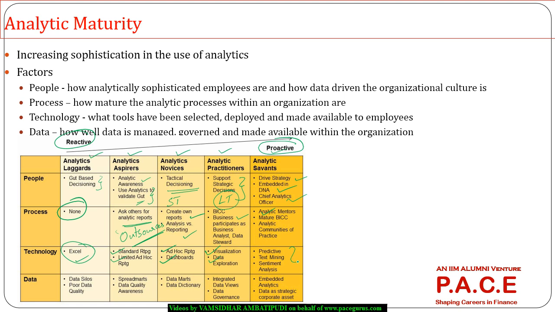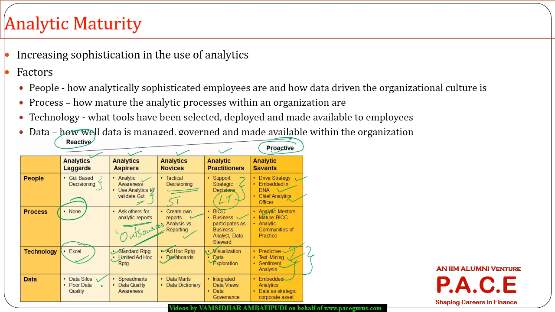But when it comes to savants, they are much, much beyond it. They try to use analytics for prediction purposes. They do lots and lots of text mining, sentiment analysis, lots of advanced technologies are being adopted by these savants when it comes to using analytics for decision making purposes.